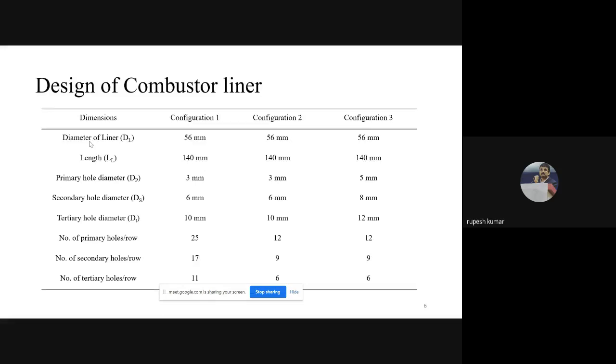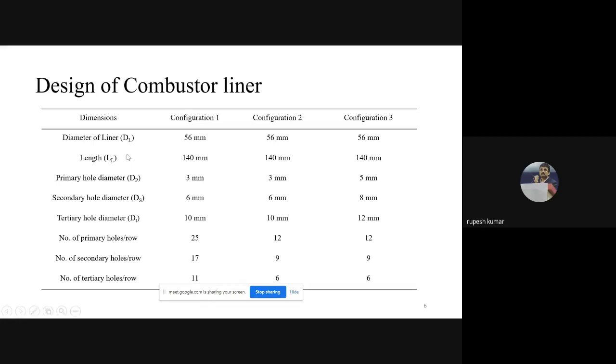So this is a design of the combustor liner. We have done the calculations, and we have got the dimensions of the liner here. So we have the primary hole diameter, secondary hole diameter, tertiary hole diameter, and we have also decided how many primary holes should be there per row, the number of secondary holes per row, and the number of tertiary holes per row. So we have made three configurations in that.